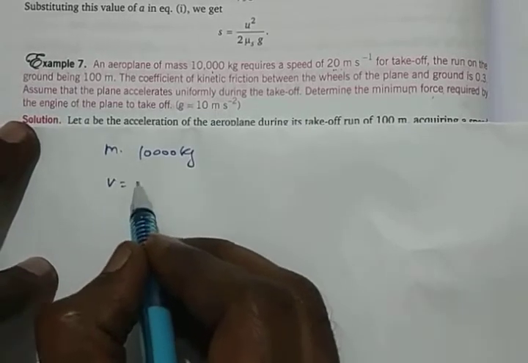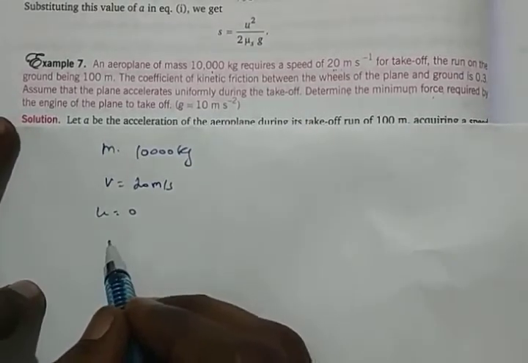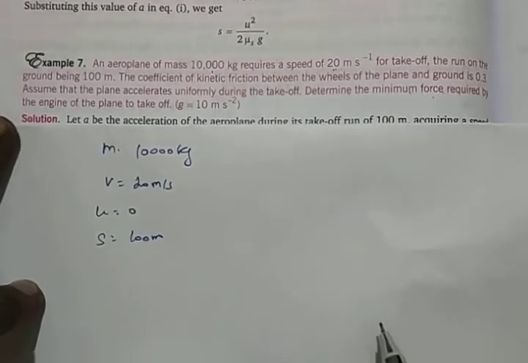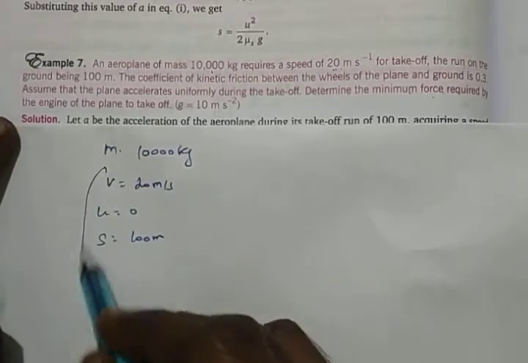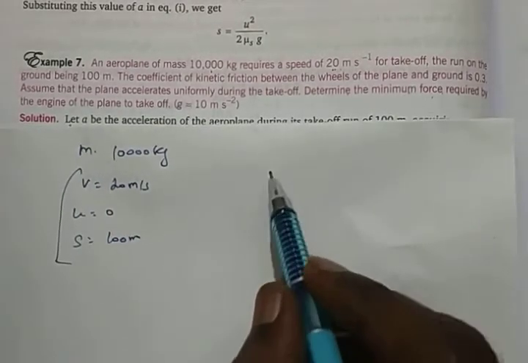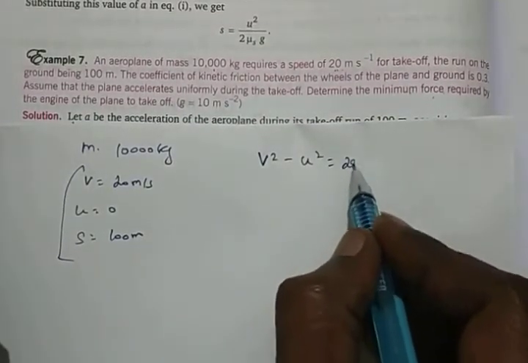And final velocity is 20 meter per second. Initial velocity is 0. And then distance is going to be equal to 100 meters. Alright. Now using this one, you can find out the acceleration. There is nothing beyond it given here. So v square minus u square is equal to 2as.